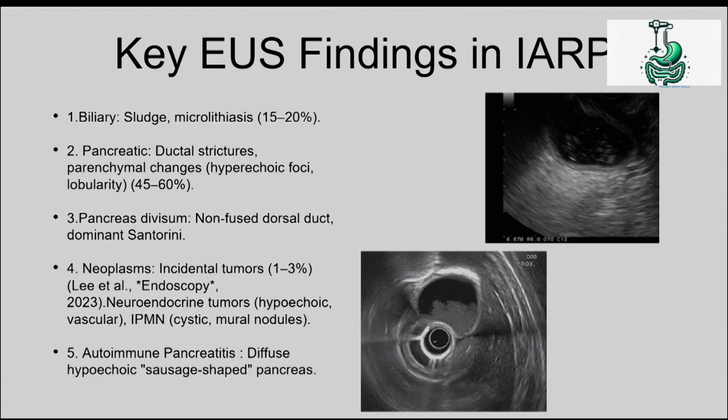So what do we expect if a patient has pancreatitis and we decide to go for EUS? We expect to find microlithiasis, which usually is not detected by MRCP; ductal or parenchymal changes, which appear as hyperechoic foci and lobularity, an early sign of pancreatitis; pancreatic divisum, if you find a dilated, non-fusiform dorsal duct; neoplasm, which if present will be easily detected by EUS; and autoimmune pancreatitis, usually a diffusely hyperechoic, sausage-shaped pancreas.